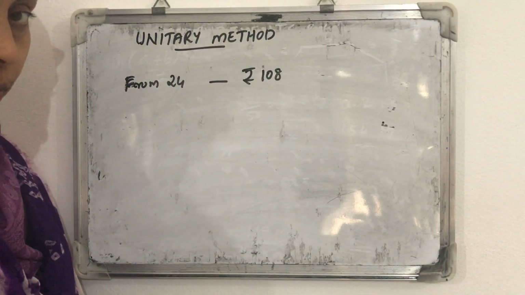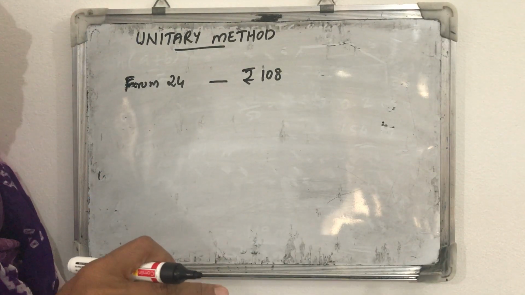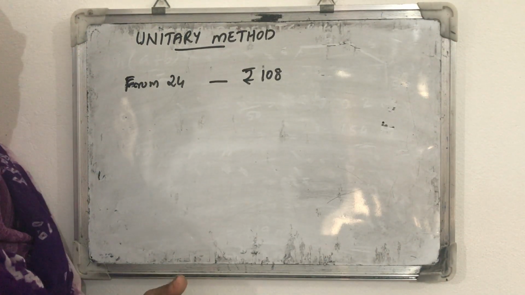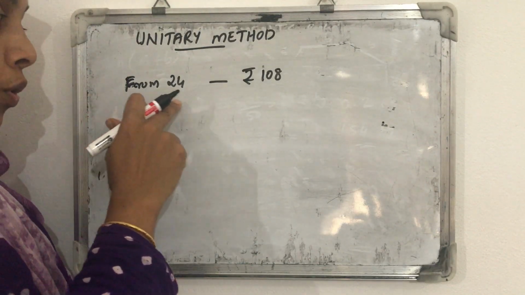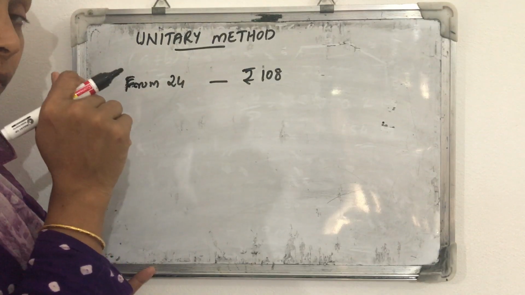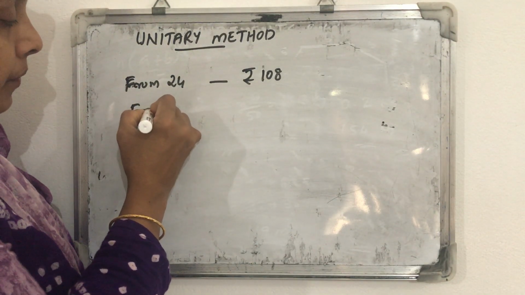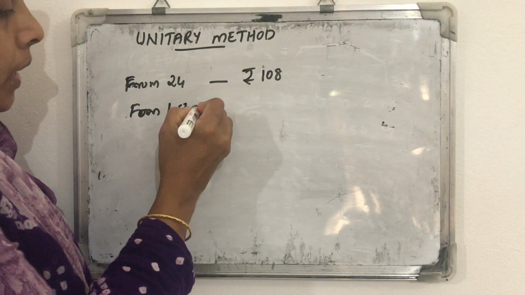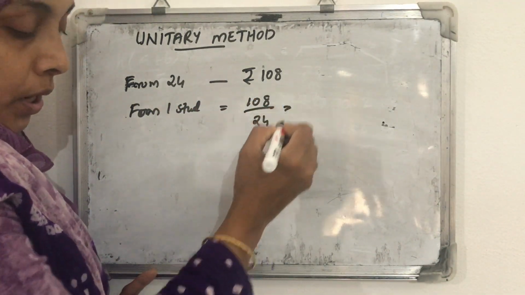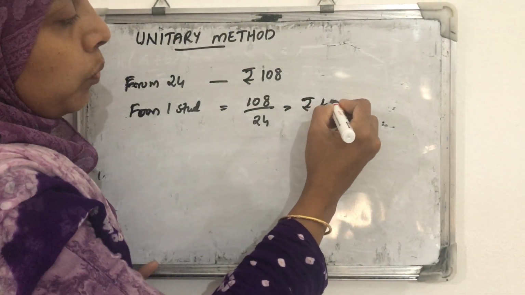That is the question. In some cases it will be division and in some cases it will be multiplication. According to the question we want to decide that. So from 24 students it is collected 108 rupees. First we find how much money is collected from one student. From one student the money collected is 108 by 24, which is 4.5 rupees.